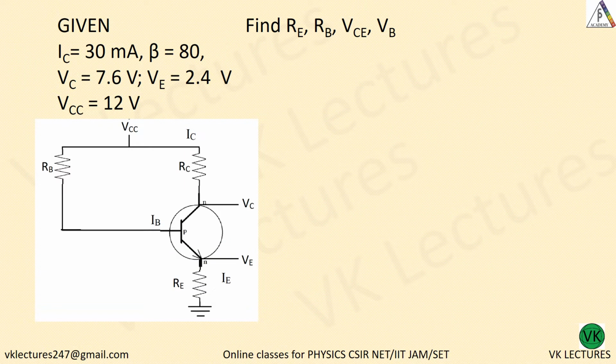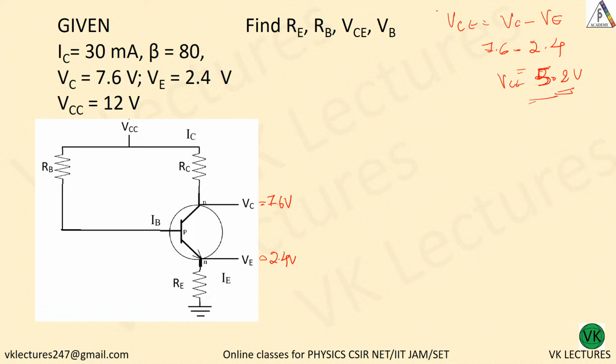So given IC 30 milliampere, beta 80, VC 7.6. VC means this particular value. VC equal to 7.6 volt, VE is equal to 2.4 volt. Okay. Now what we can do? You are asked to find out VCE. VCE is equal to VC minus VE. VC equal to 7.6, VE equal to 2.4, so that is equal to 5.2. 5.2 volt is VCE.